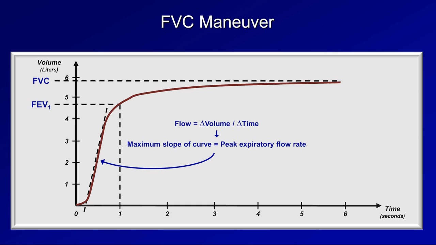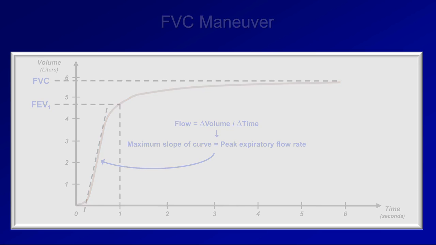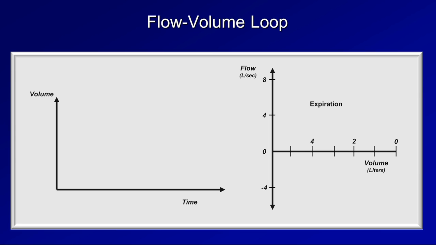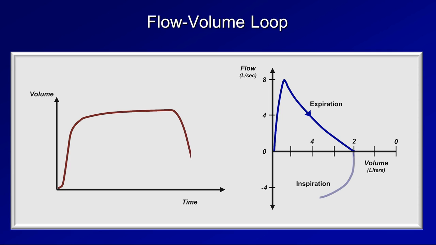Let me compare that graph to another one, something specifically called the flow volume loop. The flow volume loop is a graph of airflow as a function of volume. During expiration, there's an initial quick peak airflow and then a gradual reduction in flow until it reaches 0. The inspiratory half of the flow volume loop is much more symmetric. As I just mentioned, the maximum slope of the graph on the left is the peak expiratory flow rate, which is the same flow at the maximum point on the graph on the right.